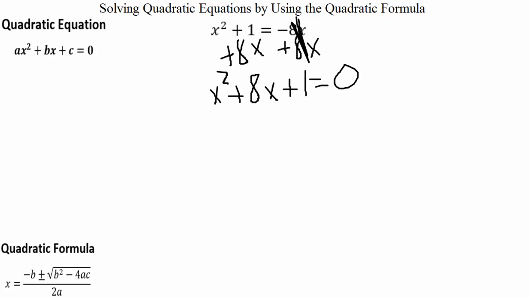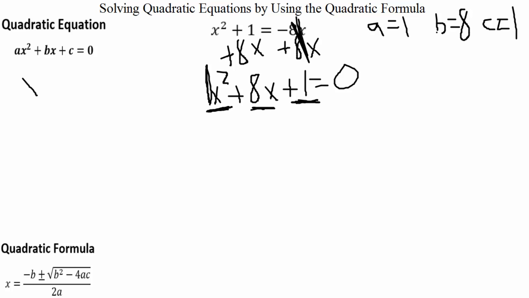Now that it's in the proper form, now we can figure out what is A, what is B, and what is C. Okay, so remember, A is always in front of our squared term. So here's our x squared. Remember, if there's not a number there, it is understood to be a 1. So A is 1 for this one here. B is the coefficient of our x to the first power term. So in front of our x, we have an 8. And C is our constant. We have a 1 there. So A is 1, B is 8, C is 1. So let's plug and chug this into the formula.